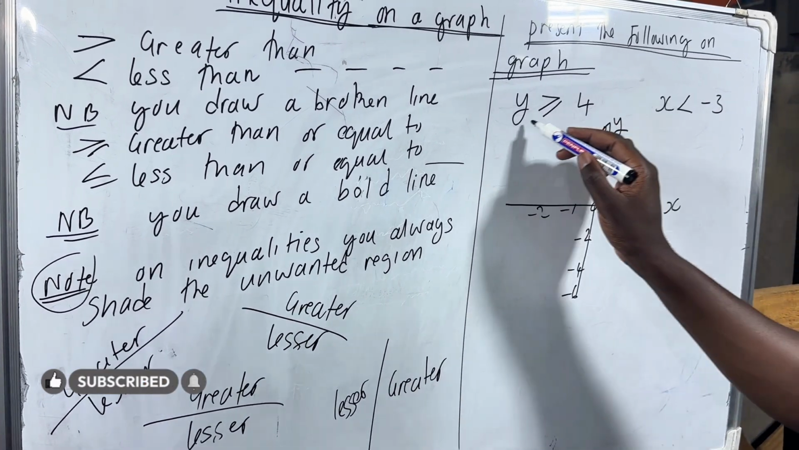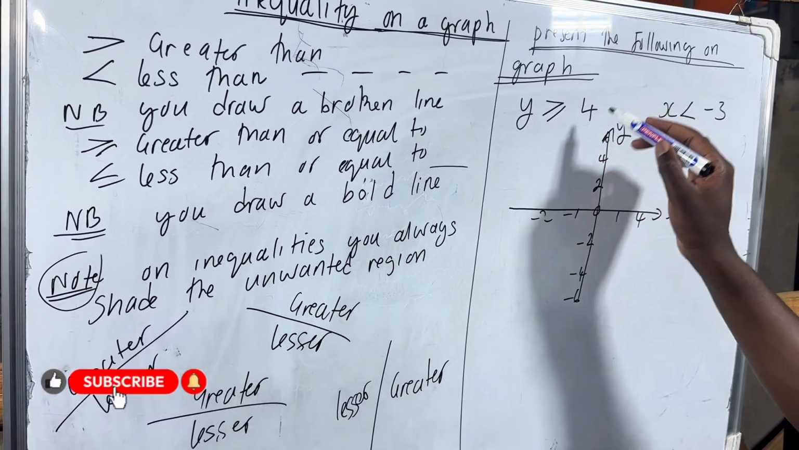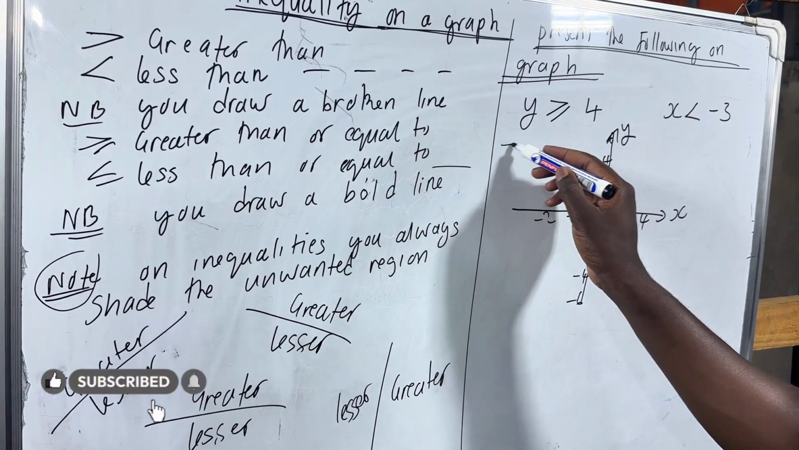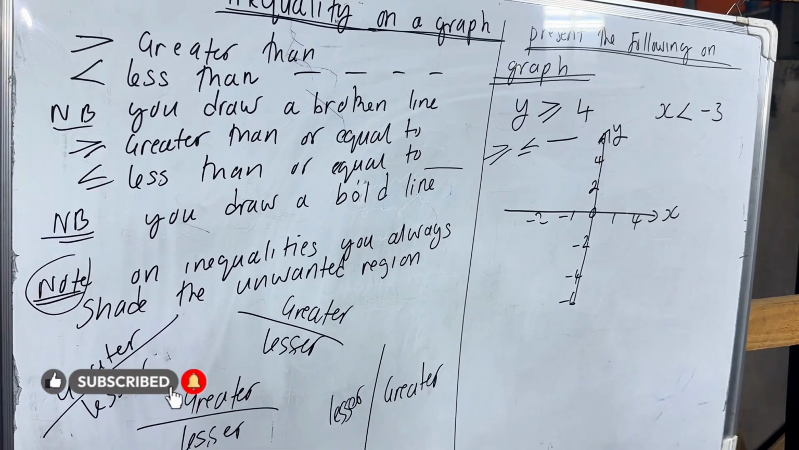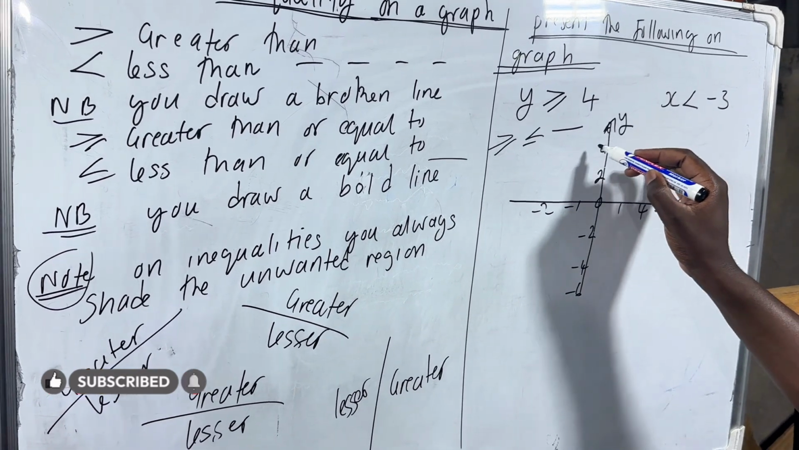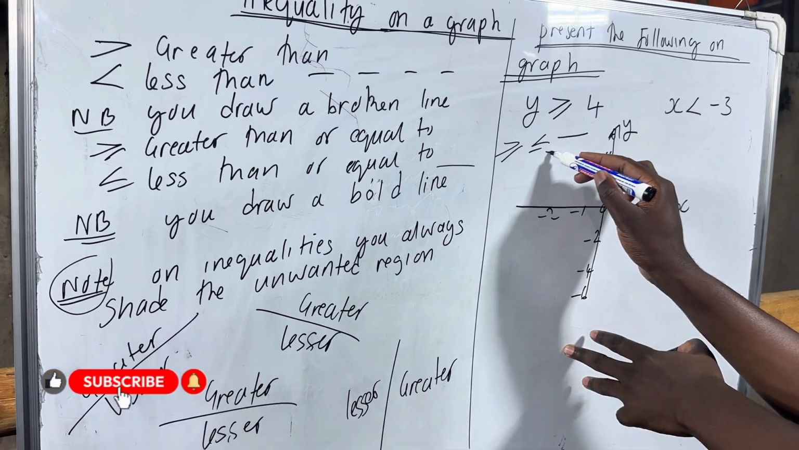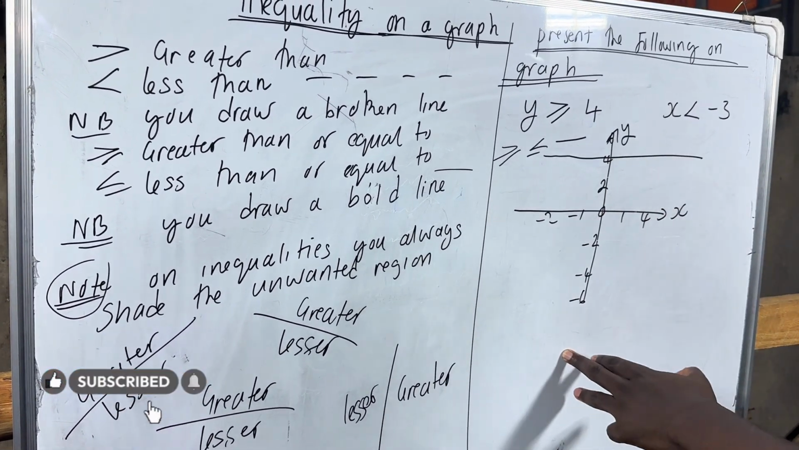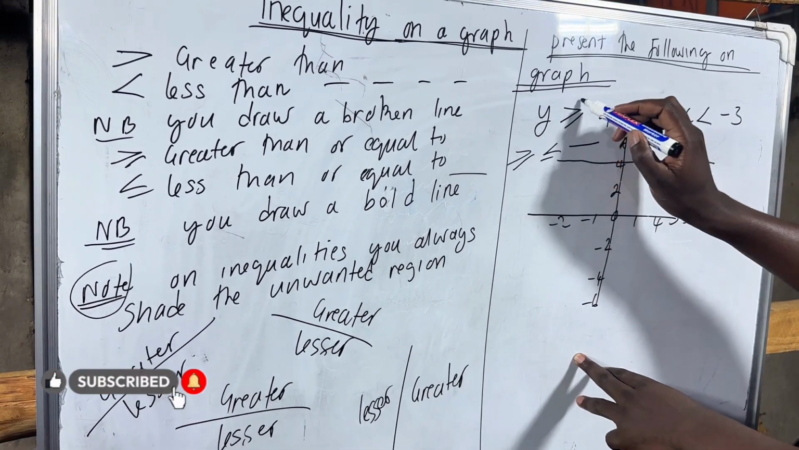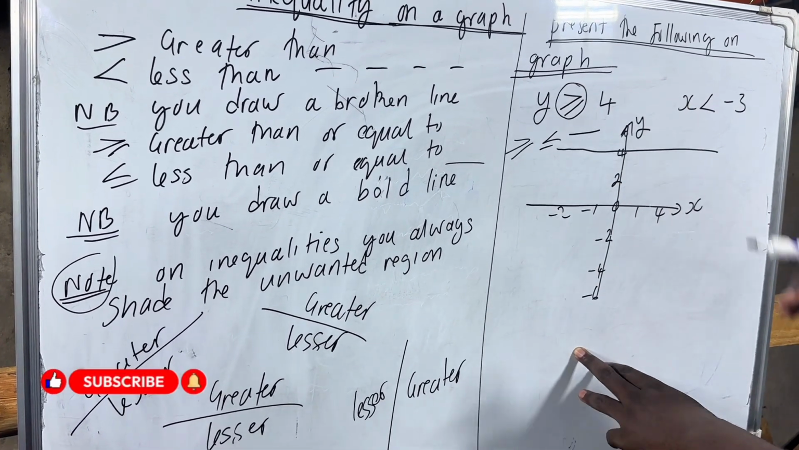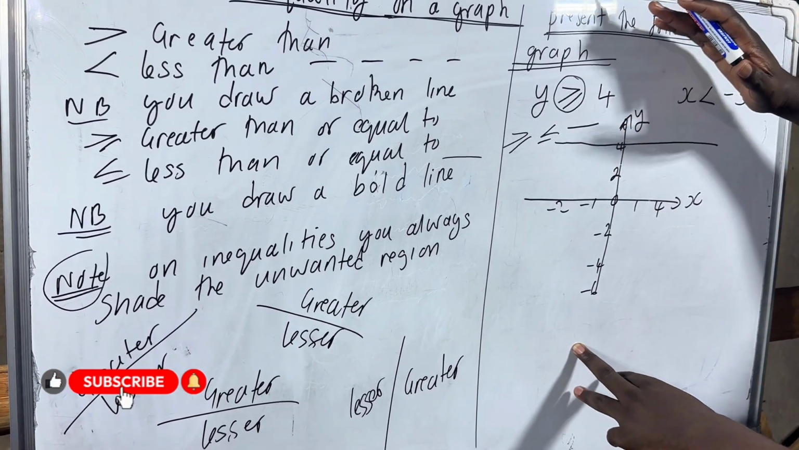Okay, so y is greater than or equal to 4. Like I said earlier on, when you see these two lines, you're going to draw a bold line. So y is equal to 4 is on this line. So let's draw a bold line which cuts y at 4. So the sign says that y is greater than. So this side is greater.